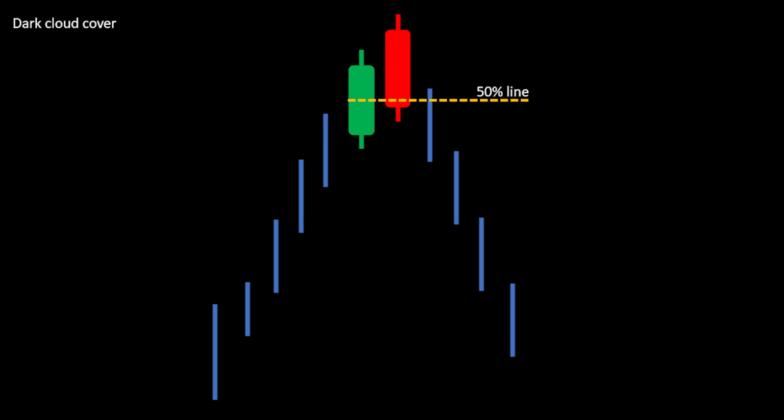Dark cloud and piercing pattern are similar to engulfing pattern, but with some small differences. As you can see in this picture, the dark cloud consists of two candles. First, there should be a bullish trend. Then, the left candle should be bullish. And third, the right candle should be bearish. And the real body of the right candle should penetrate at least 50% into the previous candle body. These four conditions form dark cloud.